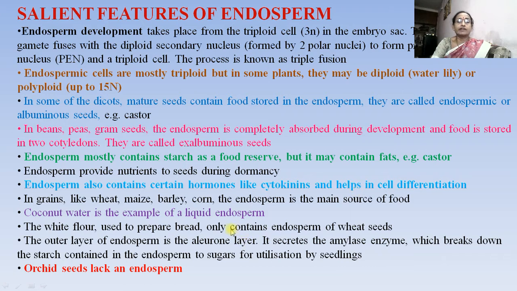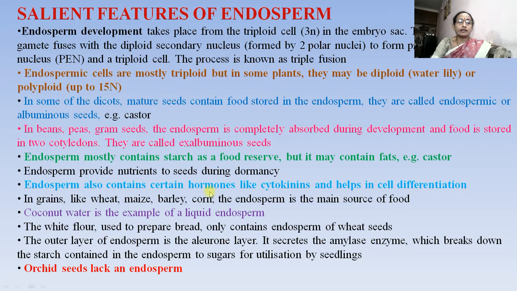In grains like wheat, maize, barley, that is the cereals, the main source of food is the endosperm. Coconut water is an example of liquid endosperm, as we all know there is liquid endosperm in the coconut. The white flour used to prepare bread and biscuits, commonly called maida, comes from the wheat seed. This is nothing but the endosperm.